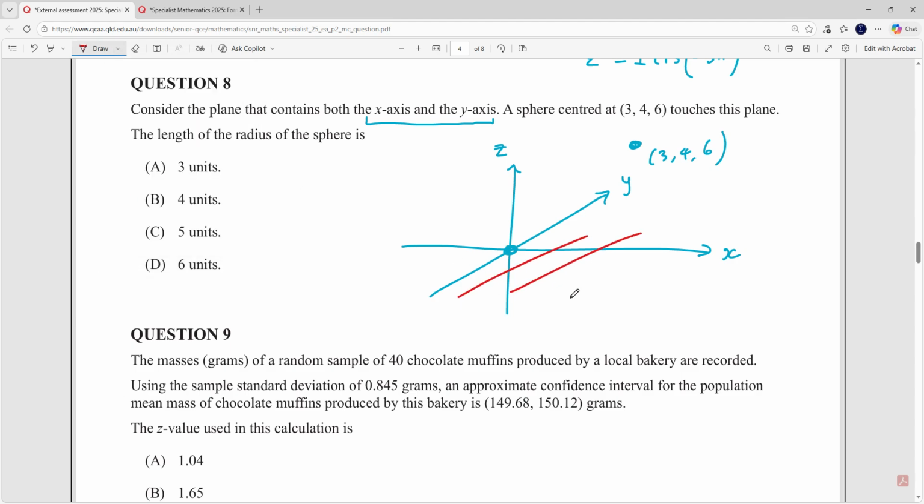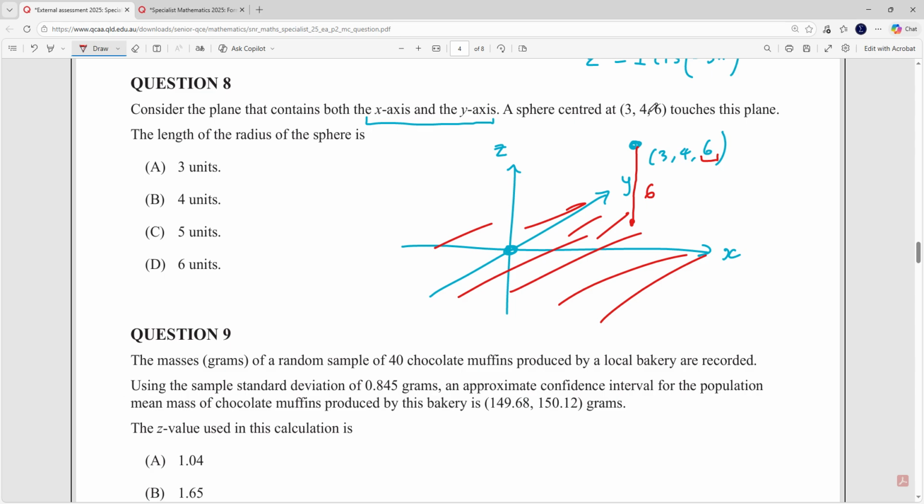Sure. Okay. So this is the axis we're talking about here, okay? Now, the main thing I want you to notice is the only distance between the center of that sphere and that plane there is this, okay? Because that's its height. So that distance there to there is 6, okay? Now, they've said, consider the plane that contains both the x and y axis.